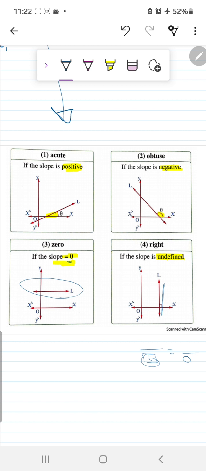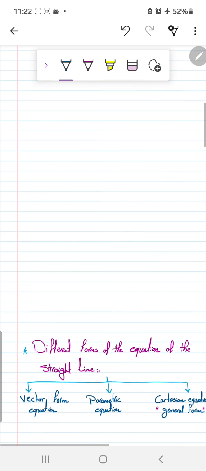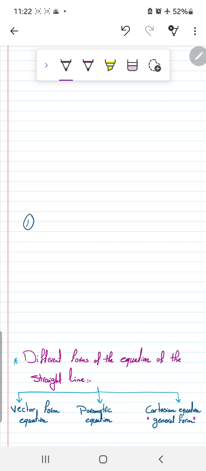Today inshallah we will talk about how to get the form of the equation. We have different forms of the equation of the straight line. To get the form of the equation of the straight line, we want to have 2 pieces of information: a point belonging to the straight line, and the slope. So we want to know a point belonging to the straight line and the slope to get the form of the equation.